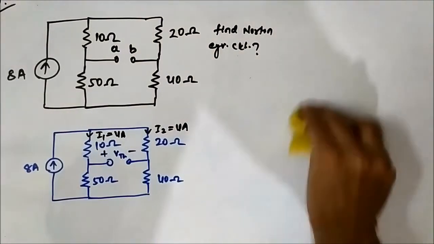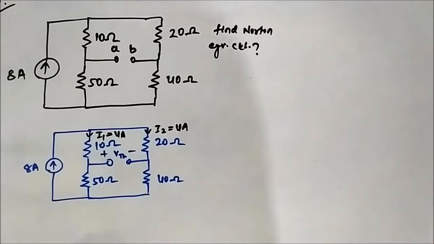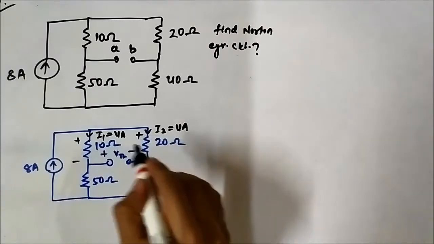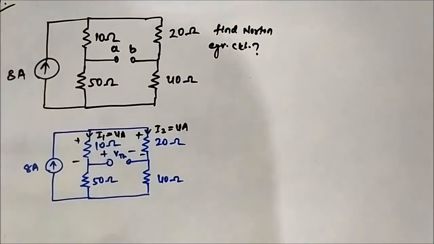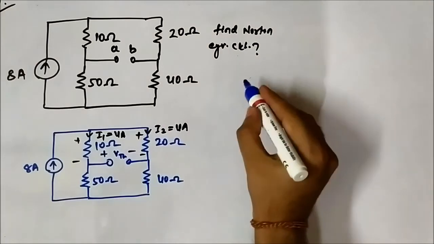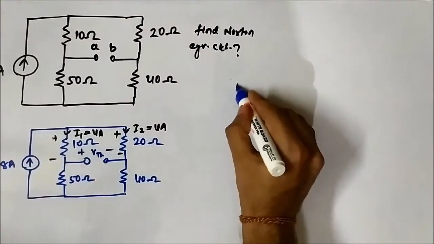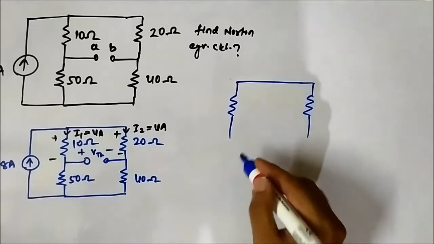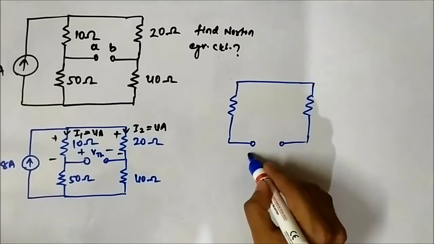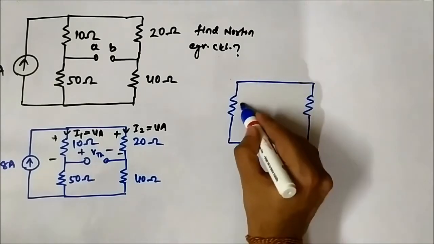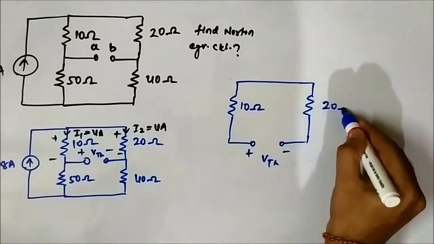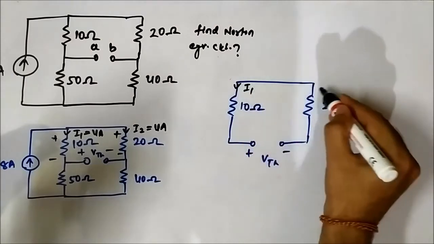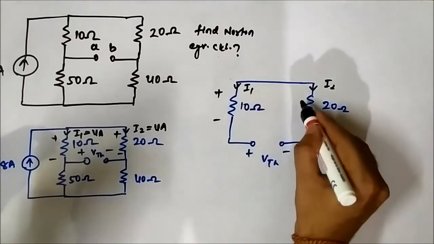Now we will apply KVL in this closed loop. Let us assign the voltage polarities for the drops. So now, applying KVL, please pay attention here, I am redrawing again to make it clear. This is VTH, this is 10 ohm, this is 20 ohm, here it is I1, here it is I2, polarities like this.